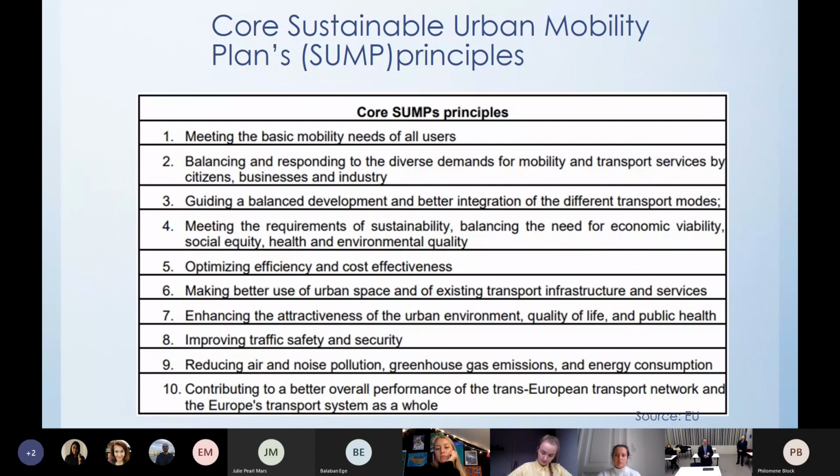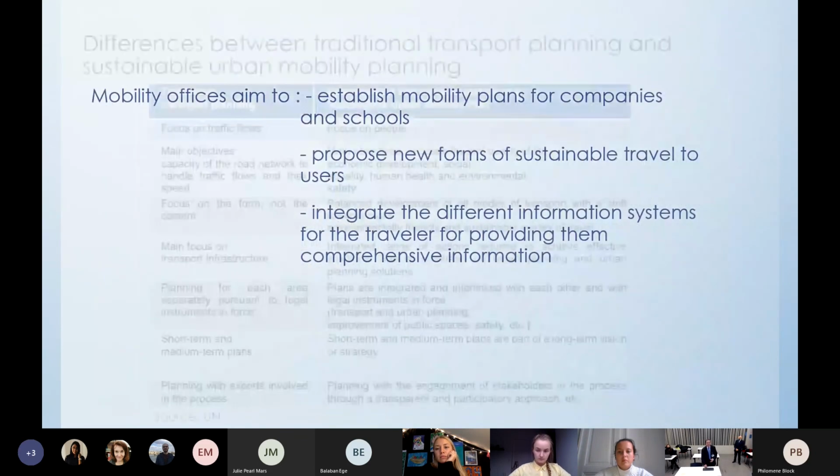Improving traffic safety and security is also a very important principle. If that is not the case, the attractiveness of public transportation, for example, is not taking place. At the same time, speaking about environmental elements, reducing air and noise pollution, greenhouse gas emissions, and energy consumption. And finally, related to the European setting, the trans-European transport network and EU transport system, better overall performance of that could also be an important principle.